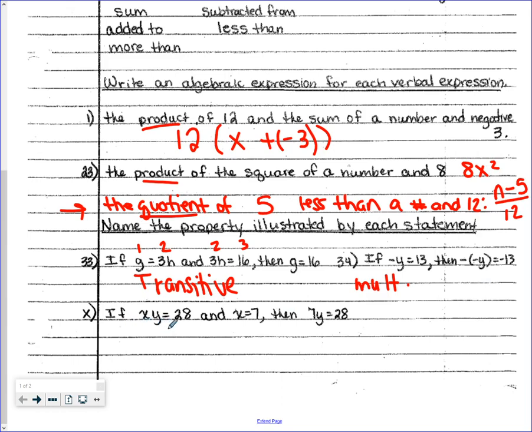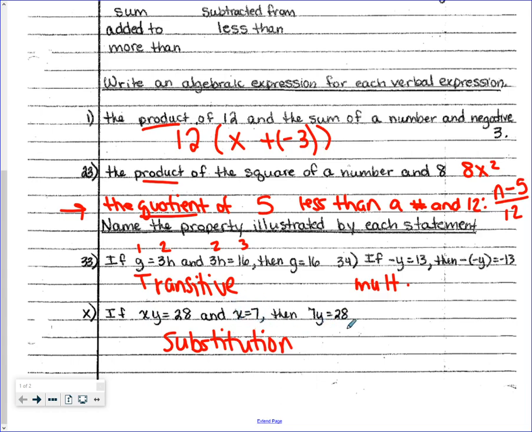Next one: if xy equals 28 and x equals 7, then 7y equals 28. What happened from here, before the comma, to here? Well, they replaced x with a 7, right? If you replace something with something it's equal to, that's substitution. So they literally replaced x with a 7 because that's what this said you could do.